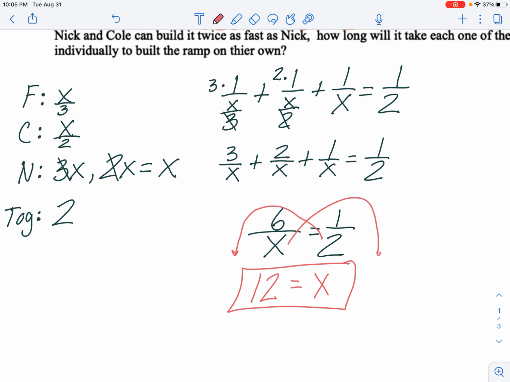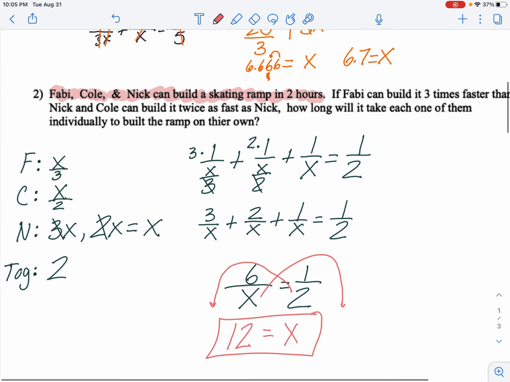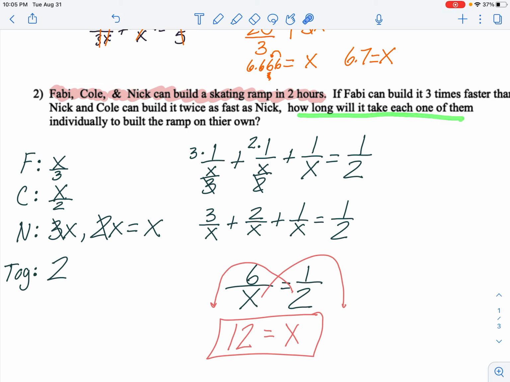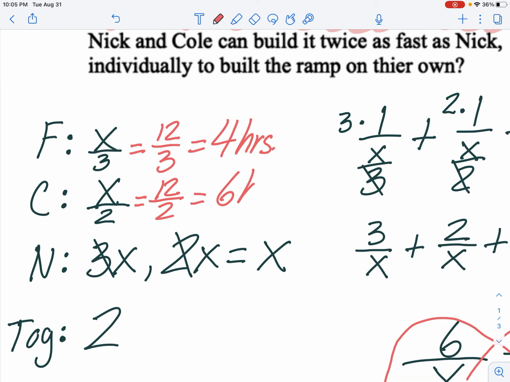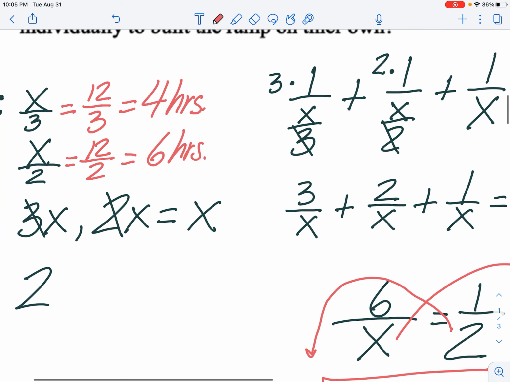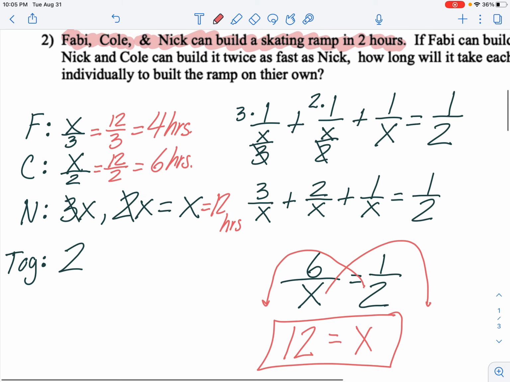But wait a minute. I need to come up with an answer here. Our question is, how long does it take each one of them individually? Well, I have my x, and my x is 12. So what I can do, kiddos, is plug in 12 for x. 12 divided by 3, it takes Fabi 4 hours. I can plug in 12 here as well. 12 over 2, it takes Cole 6 hours. And this is just x, 12 hours here for Nick.